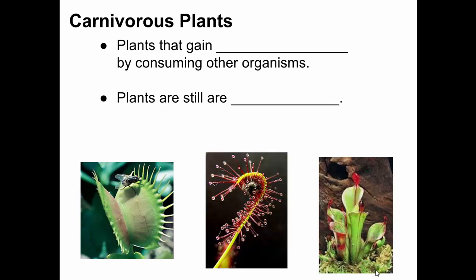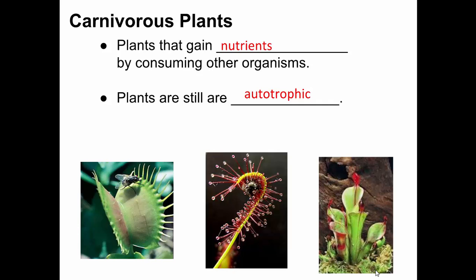So why do they capture insects? They capture insects because they often grow in very nutrient-poor soils. You often find these in bogs, swamps, marshes, where there's not a lot of nutrients in the soil. So they need nitrogen or phosphorus and potassium. They have light, they make their own food, but they don't have those minerals. They get those minerals by trapping insects, breaking them down, and absorbing the nitrogen or phosphorus from them.